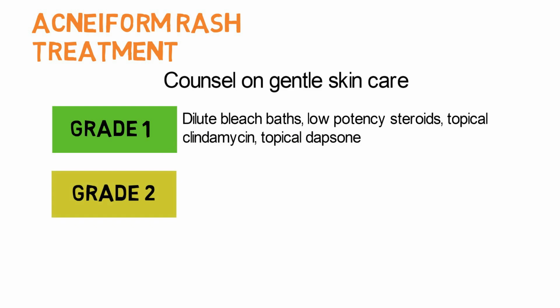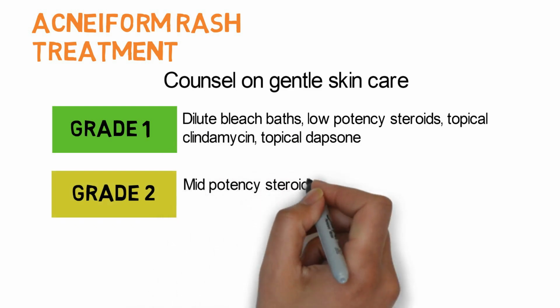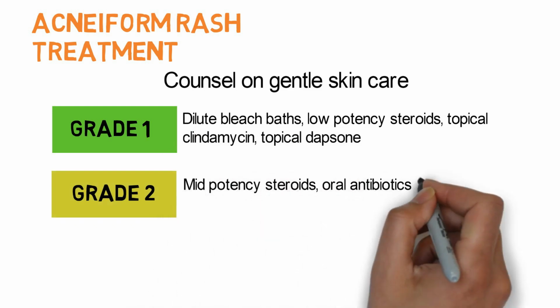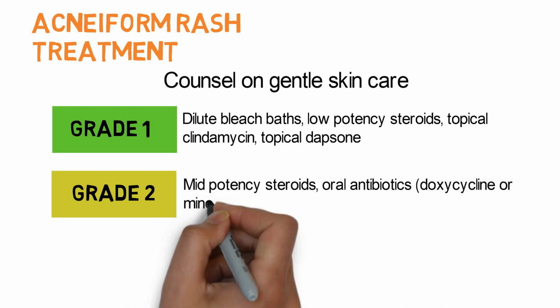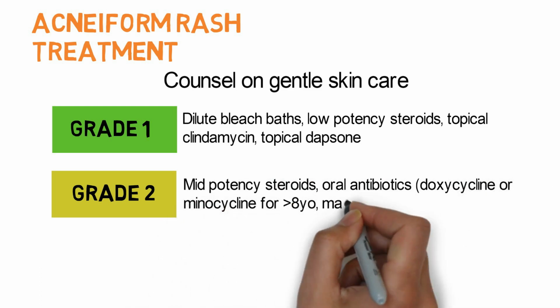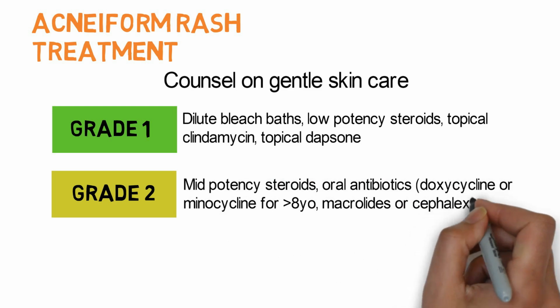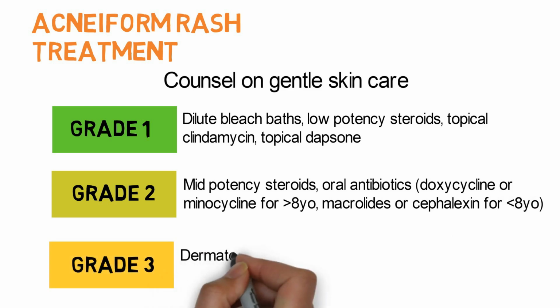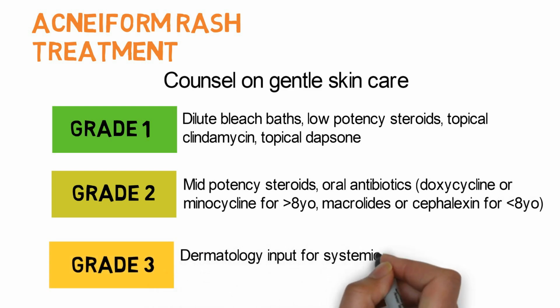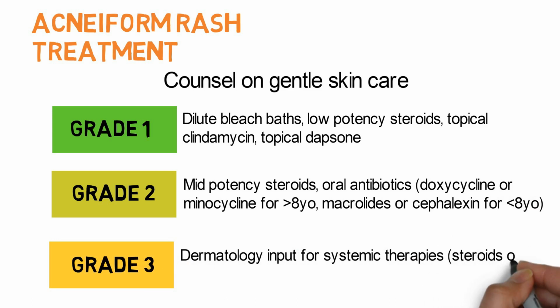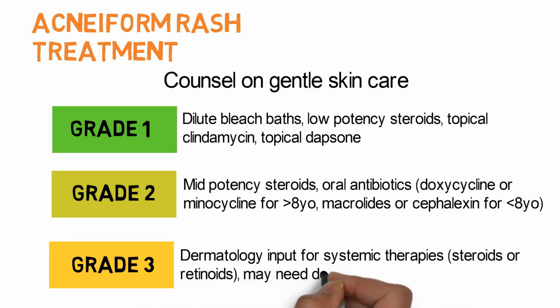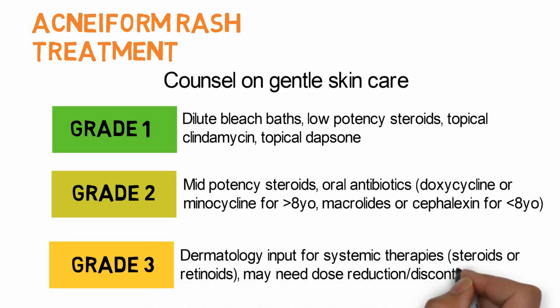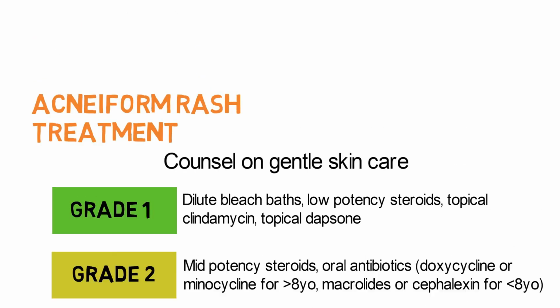For grade 2, mid-potency topical steroids and oral antibiotics can be used. Doxycycline or minocycline can be used for children over 8 years old, and macrolides or cephalexin can be used for those less than 8 years old. For grade 3, dermatology input may be required for consideration of other systemic therapies, including steroids or retinoids. Dose reduction or discontinuation may also be required.